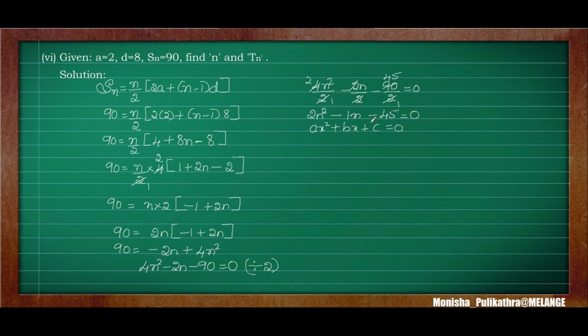Before factorizing, what we need to do? We need to multiply the first and the last term. So it will be 45 into 2, which is 90. Next we need to split the middle term such that the multiplication of the 2 terms should be 90 and the addition or subtraction of the 2 terms should be −1n.